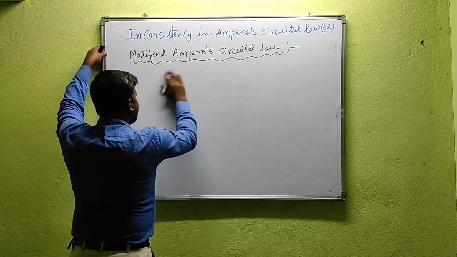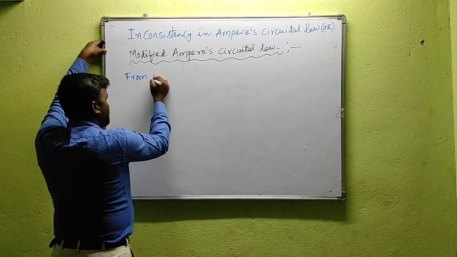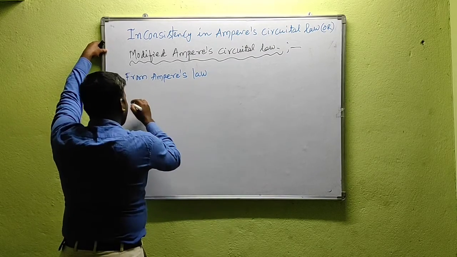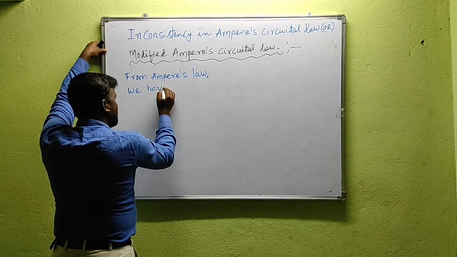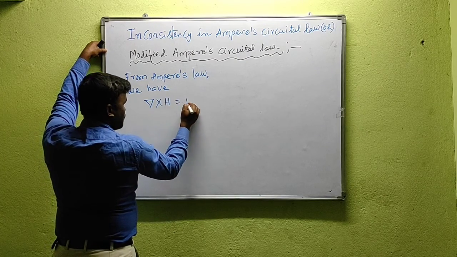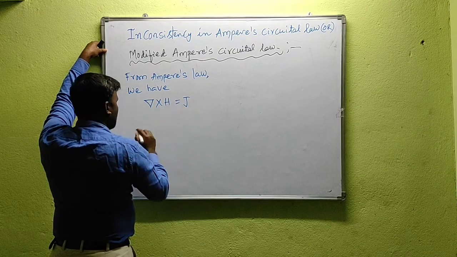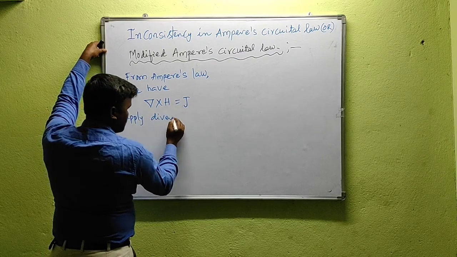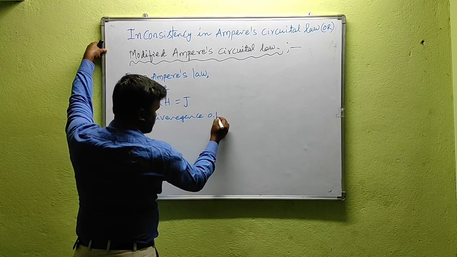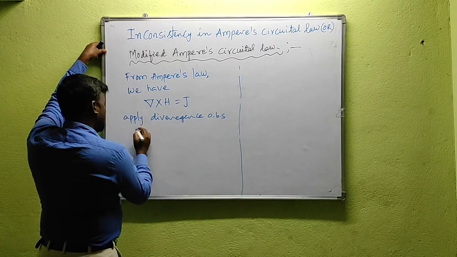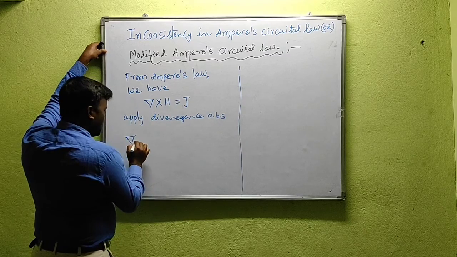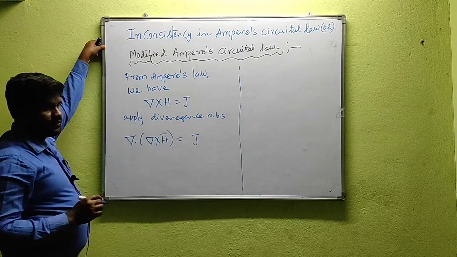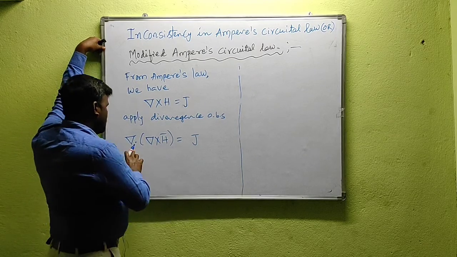I will consider like this. From Ampere's circuit law, we have del cross H equal to J. Apply divergence on both sides, and we will get, on the left hand side, del dot del cross H, and on the right hand side, del dot J. Now this one is equal to what?